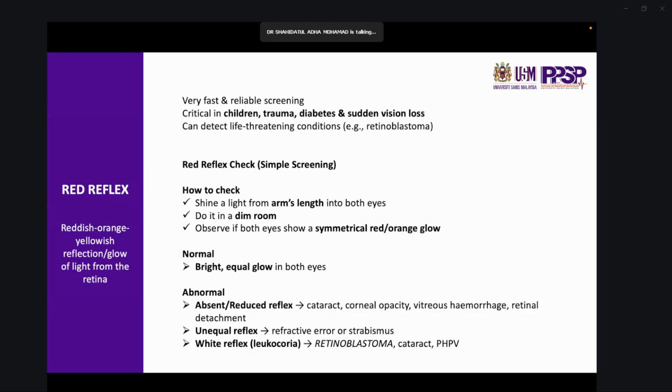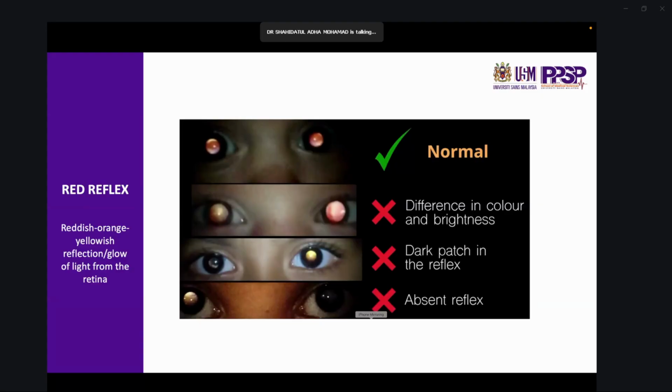So normal is a bright, equal glow in both eyes, whereas abnormal can be absent or reduced, or unequal reflex, or perhaps leukocoria. So leukocoria in a pediatric patient, you need to suspect retinoblastoma. In other age groups, the absent or reduced reflex could be due to cataract, corneal opacity, vitreous hemorrhage, or in certain cases retinal detachment. Some patients having unequal reflex, it could be due to refractive error or strabismus. This is the example of it.